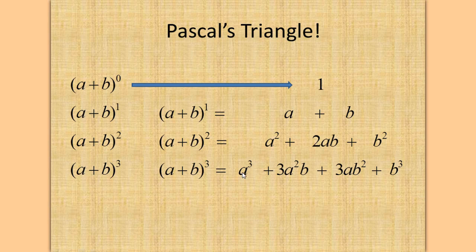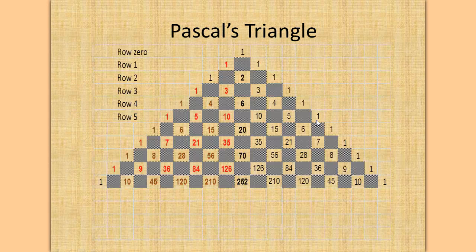What's the coefficient in front of a cubed? 1. What's the coefficient in front of a squared times b? 3. Put the plus under here, under 2ab. What's the coefficient in front of ab squared? 3. And what's the coefficient in front of b cubed? 1. If we remove all the variables and just put the coefficients in, we get Pascal's triangle.